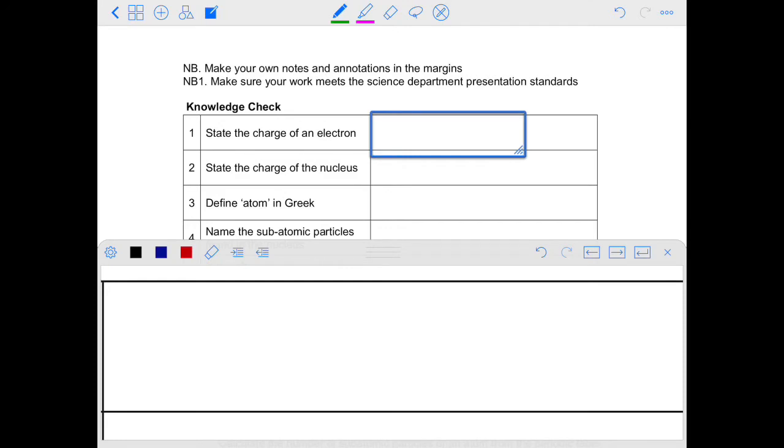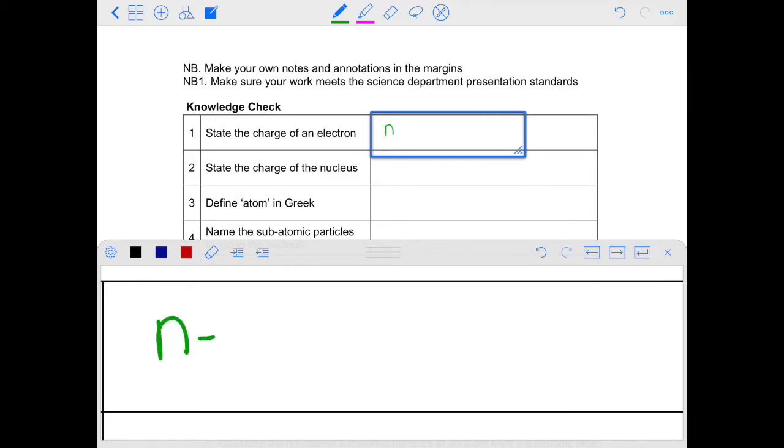So at this point, you should have unpaused the video and have all your answers ready to go. Going through, if you have another colored pen, that's great. If you don't, that's fine. Correct any answers that need correcting, and otherwise just tick off the ones that you already have correct. Well done. So, state the charge of an electron.